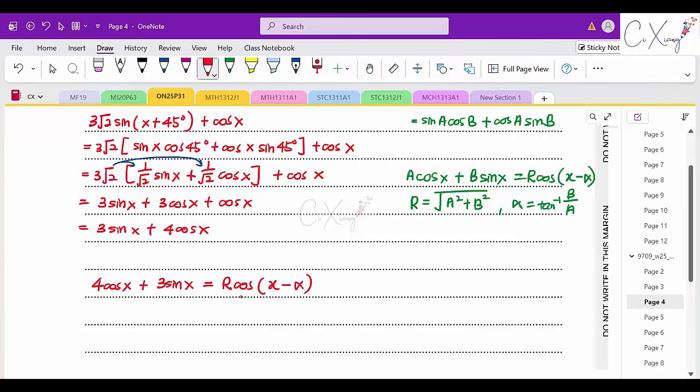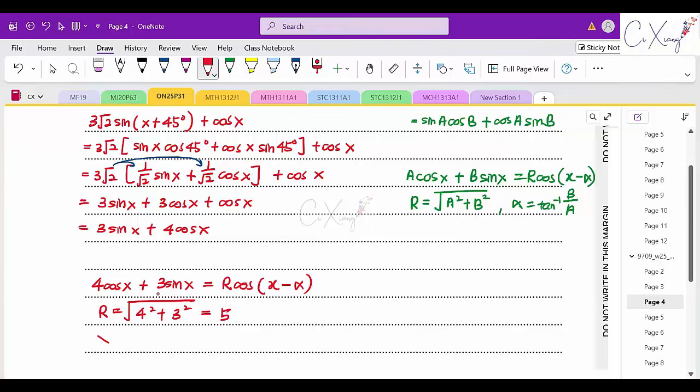Okay, I need to find the R and also the alpha. So in this case, our A is 4, B is 3. Then let us start. R is equal to the square root of what? 4 squared plus 3 squared. Square root of 25, I will get 5 if I'm not mistaken.